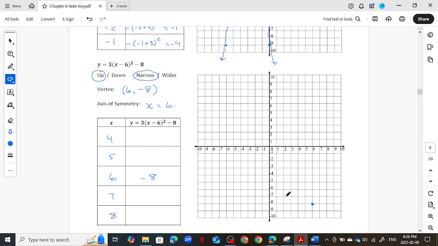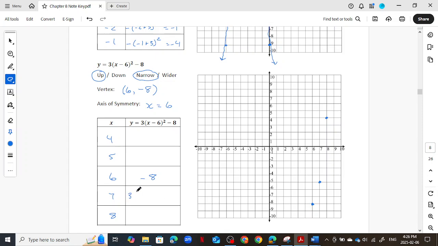So if you're okay with the shape, normally I go over 1 and up 1, but the 3 is going to make me go over 1 and up 3. Normally I'd go over 2 and up 4. 4 times 3 is 12. And for some people, this is the one that they're like, nope, didn't understand that. I'm like, okay, do the table of values.